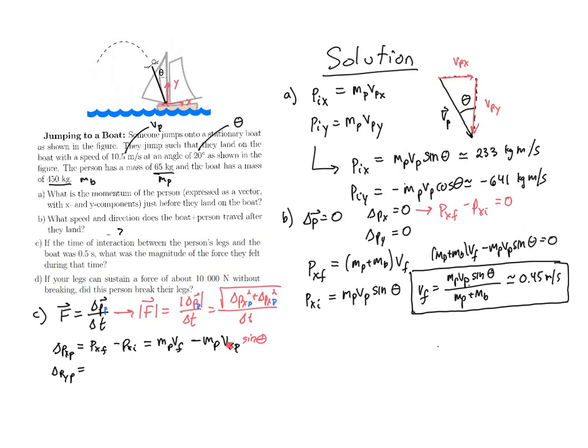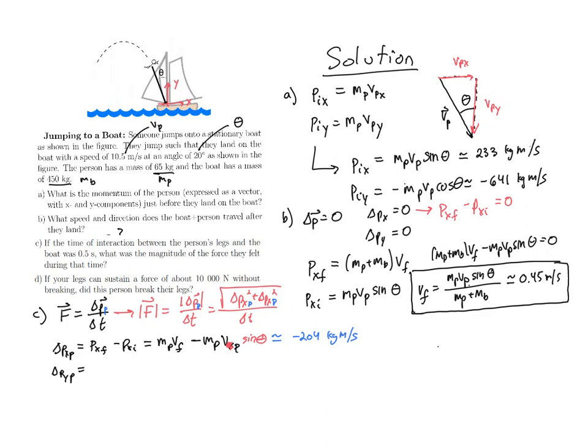And so let's just go ahead and calculate that. If I put that into my calculator, I get about minus 204 kilogram meters per second. So does that make sense? That means that the initial momentum of the person is greater than the final momentum of the person. And that makes sense because if they have some momentum and they land on the boat, they're going to give some momentum to the boat, so they're going to lose some momentum.